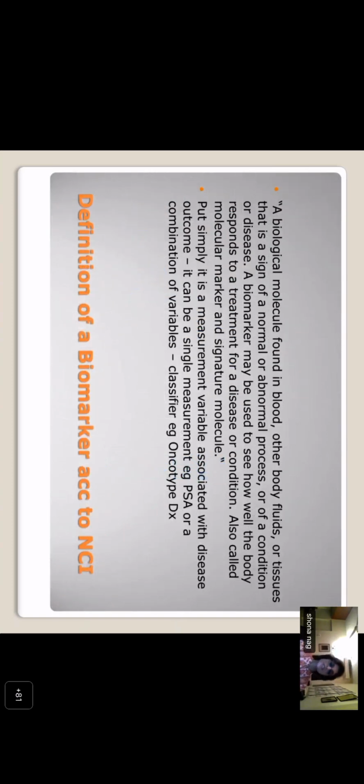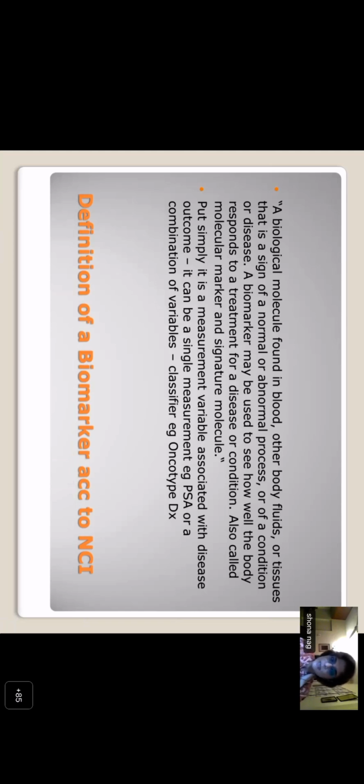Let's go into definitions of a biomarker. According to the National Cancer Institute, it's a biological molecule found in blood or other fluids that is a sign of a normal or abnormal process, or of a condition or disease. It can also be used to see how well the body responds to treatment for a disease or condition, and it's also referred to as a molecular marker and signature molecule.